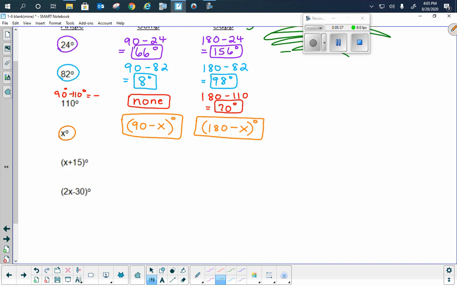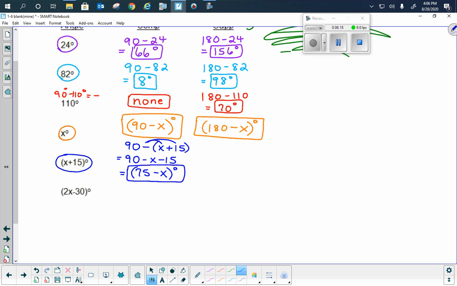All right, so when it gets a little bit tougher, hopefully nothing's confusing you. We're always supposed to start by taking 90 minus that. This one's going to take a few more steps, so leave yourself some room. 90 minus that quantity in parentheses, and then of course you're going to distribute that negative. So your next step would be 90 minus x minus 15. Now if you simplify and combine like terms, you would have 75 minus x in parentheses, degrees.